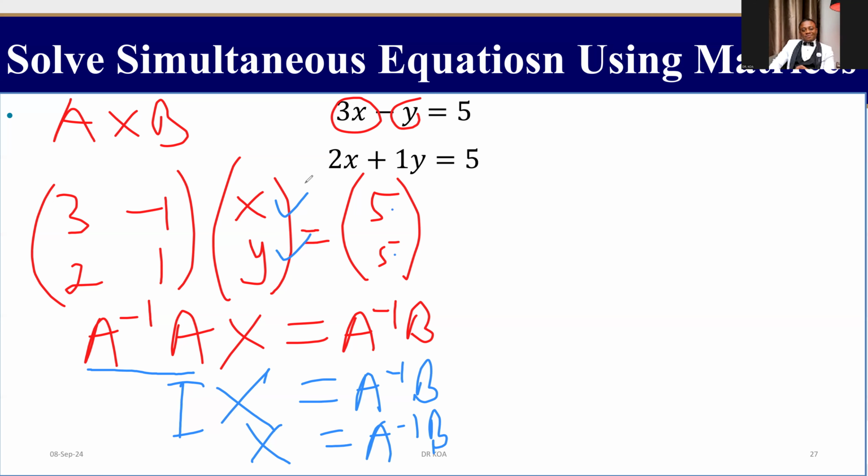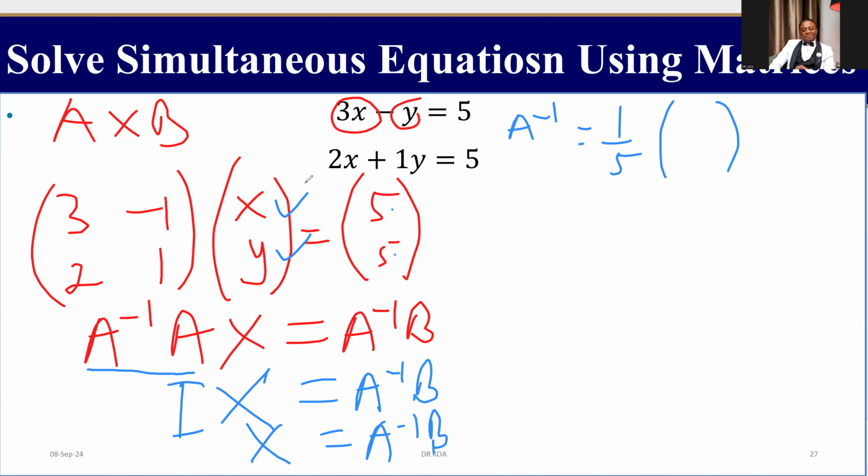Guys, do you all understand? If you don't understand, let us know. 3 times 1 is 3, minus 2 times 1, minus 2. So you get 3 minus minus 2, which is 5. Therefore, the inverse of A is 1 over the 5, where the 5 is the determinant, multiplied by the adjunct of A.